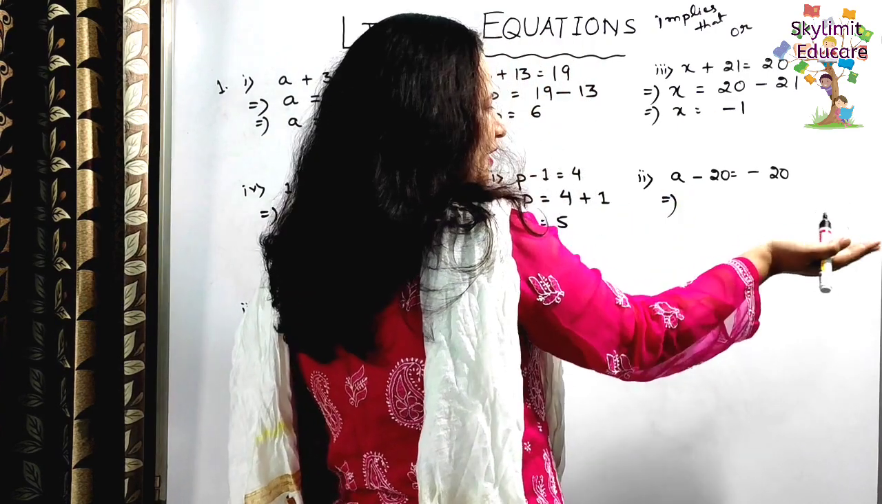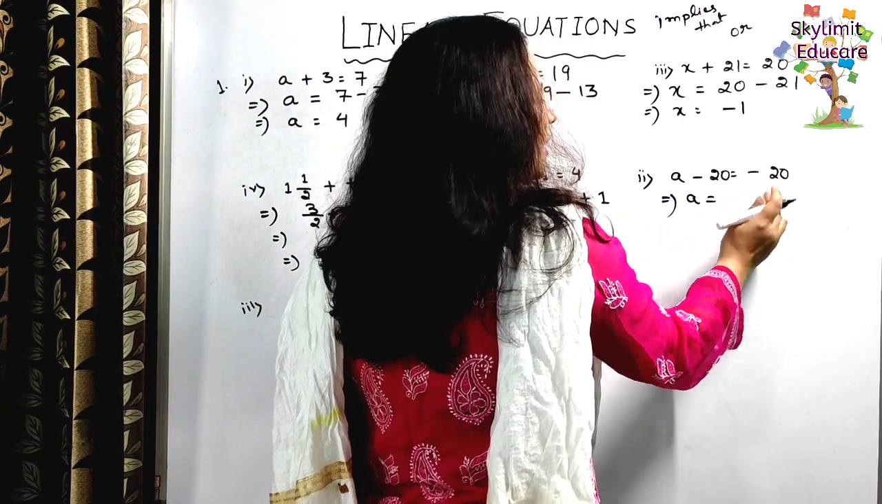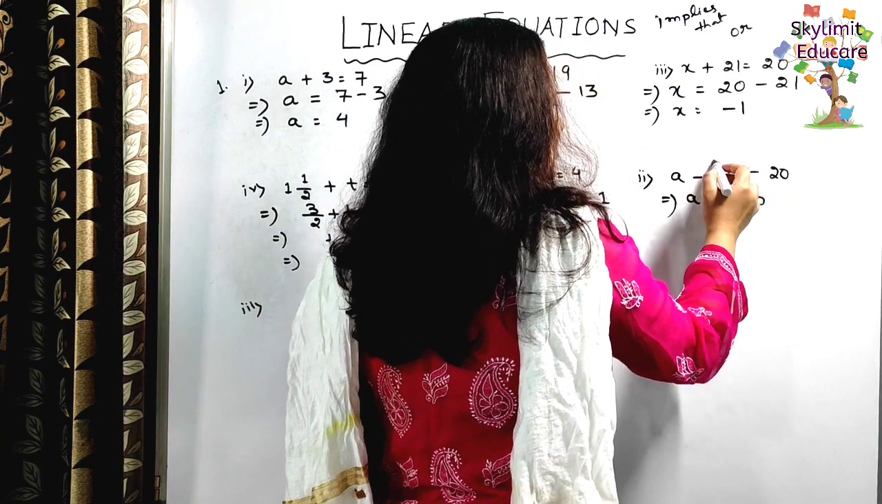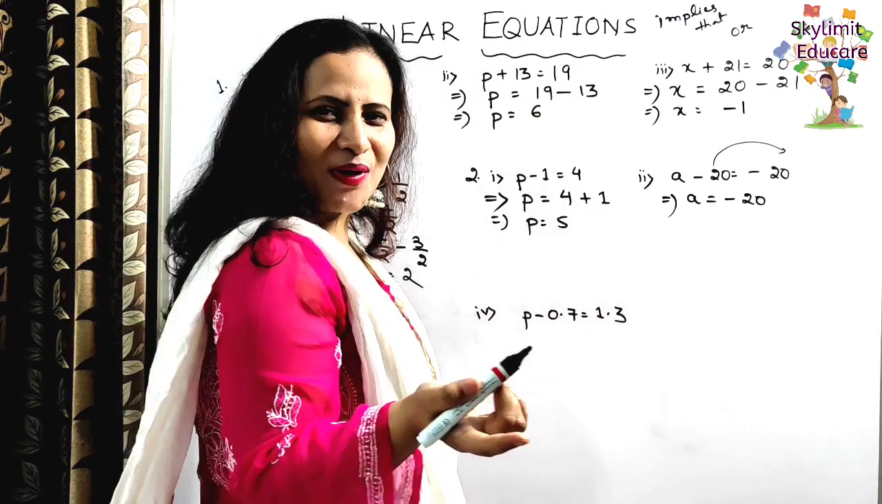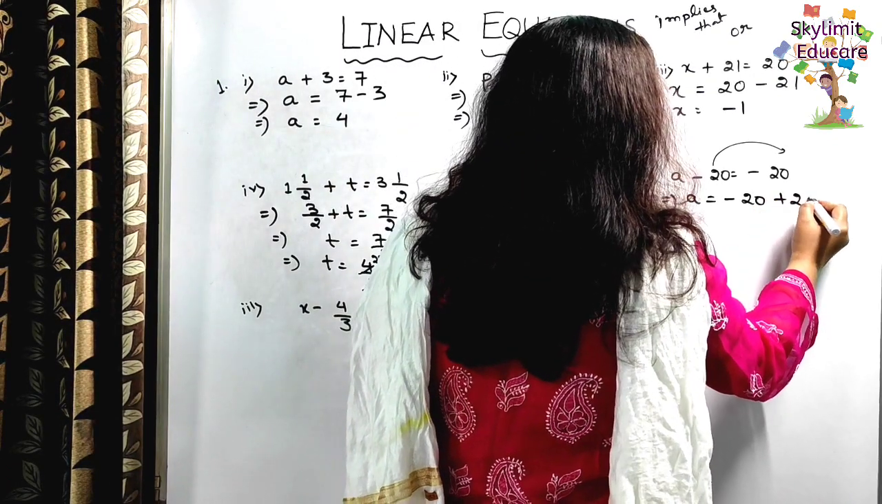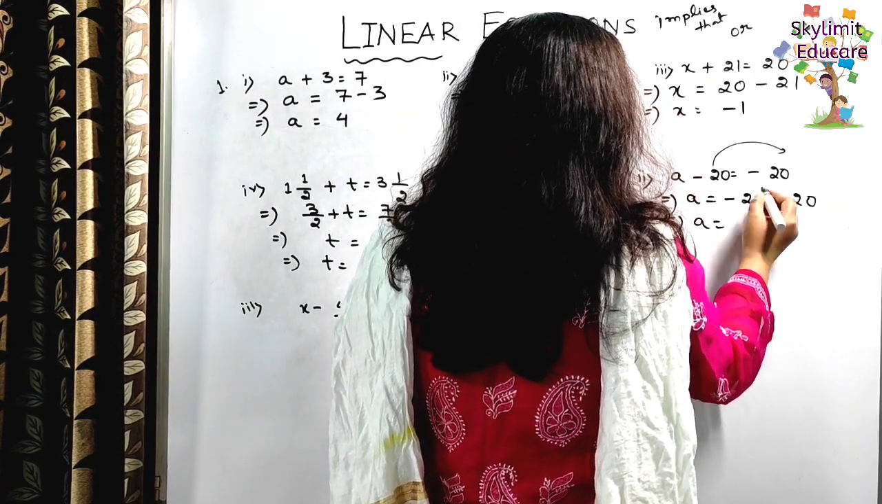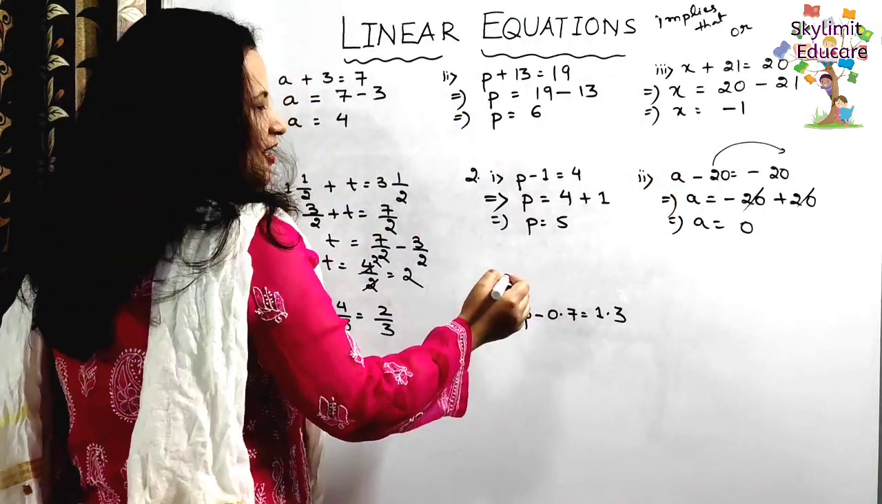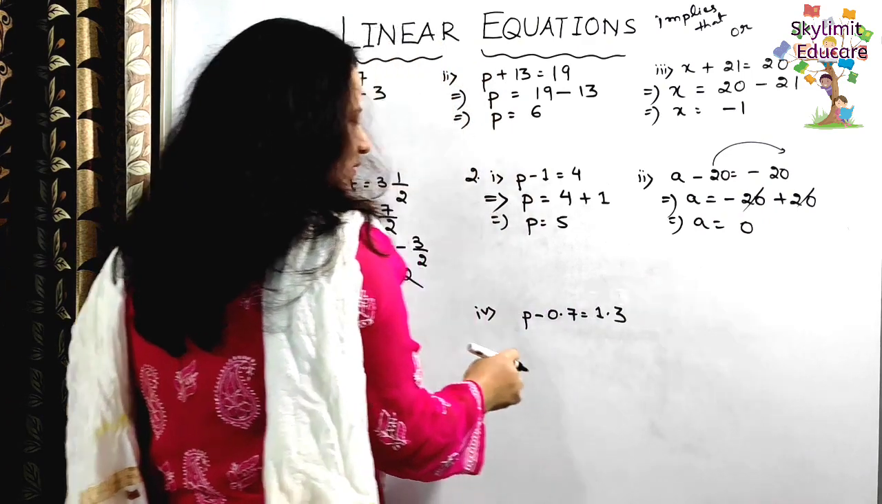Now next number. I will shift minus 20 to that side. I will write only a here. Now minus 20, whatever is there on the right hand side, first write down. Now minus 20 goes this side, becomes what? Plus 20. And we know that minus 20 plus 20 will give us how much? 0. You can check your answer. 0 minus 20 is minus 20 only.